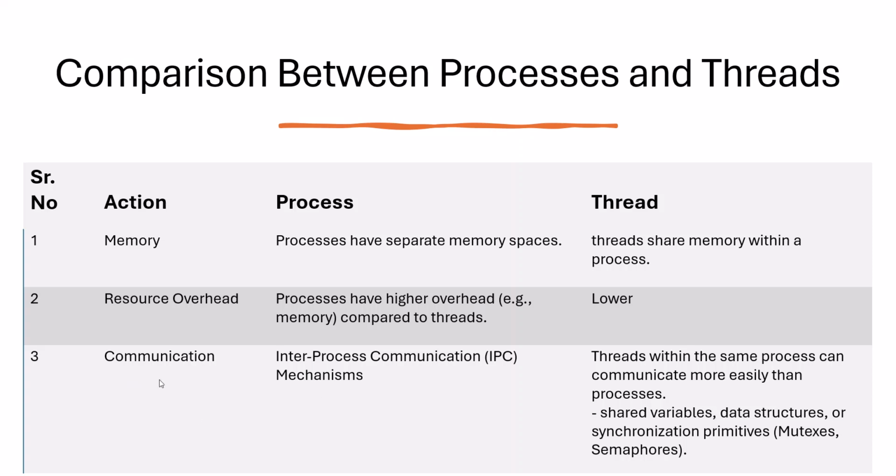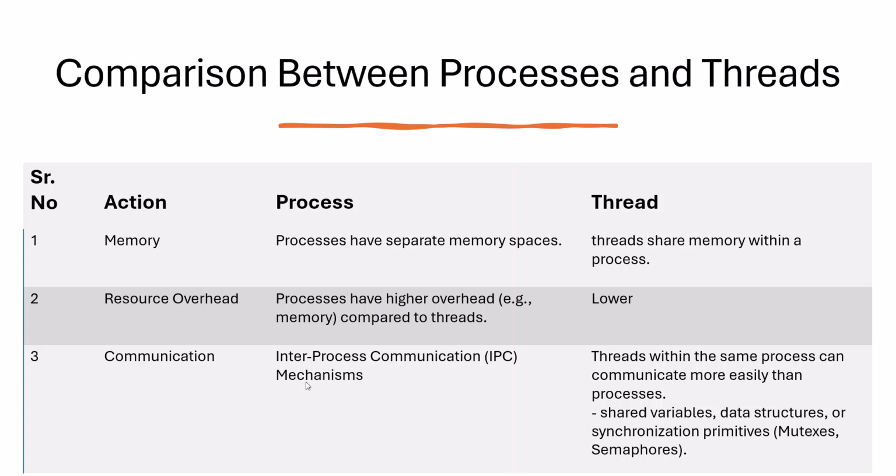Then another difference is communication. One process can have multiple threads, and threads can communicate with one another more easily than processes, because threads share resources like shared memory, shared variables, data structures, or synchronization primitives. There are some synchronization primitives like mutexes and semaphores, which will be seen in our next videos. These are some of the shared resources through which threads can communicate with each other more easily.